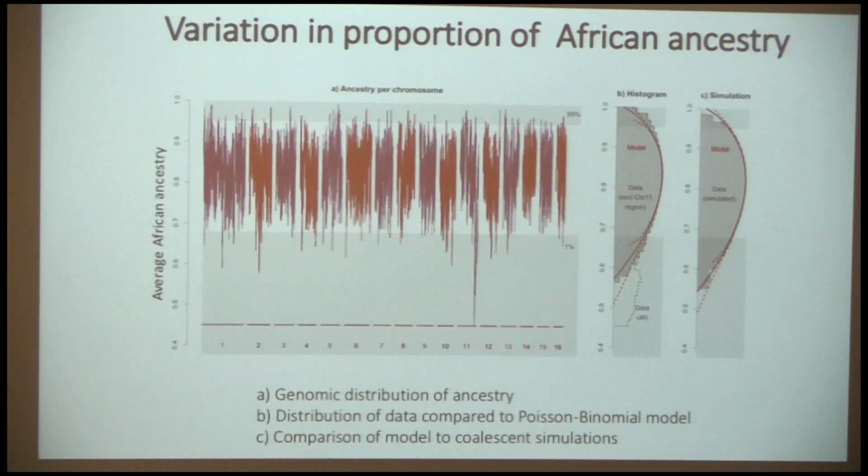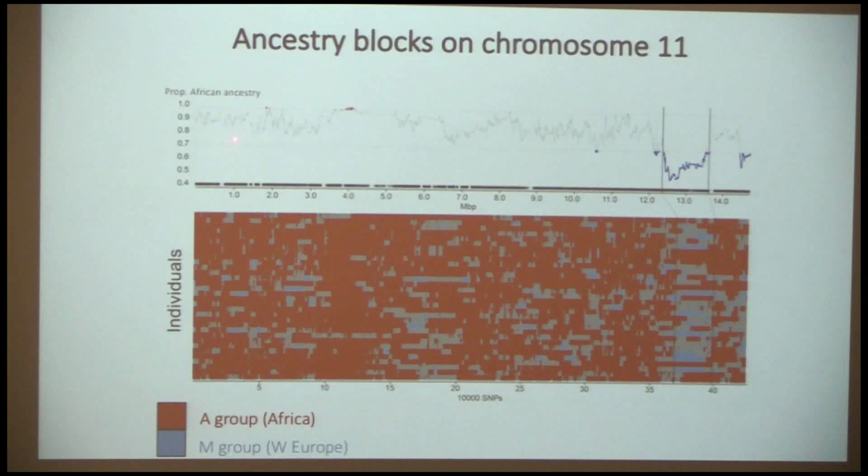There's variation around the mean of 84%. However, we find one region here which has a really low proportion of African ancestry, and from both theoretical predictions and also backed up by coalescence simulations, we infer that this is significantly different from what you would expect from just random mixing. So we think that this is likely to be a region that was under selection for having more European ancestry for some reason. Here you can see this block on chromosome 11. You can see the standard way that ancestry is varying across the chromosome, but then we have this one place where you have a dip in African ancestry, which correlates with these blocks of European ancestry.